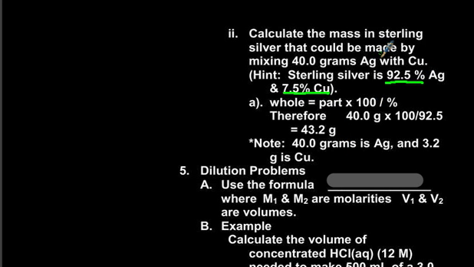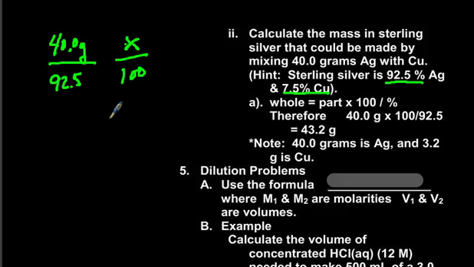So, if we have 40 grams of silver, and we know that that equals 92.5% of it, we can do a proportion here even. So that 40.0 grams is to 92.5 as X is to 100%. That's one way of doing it.